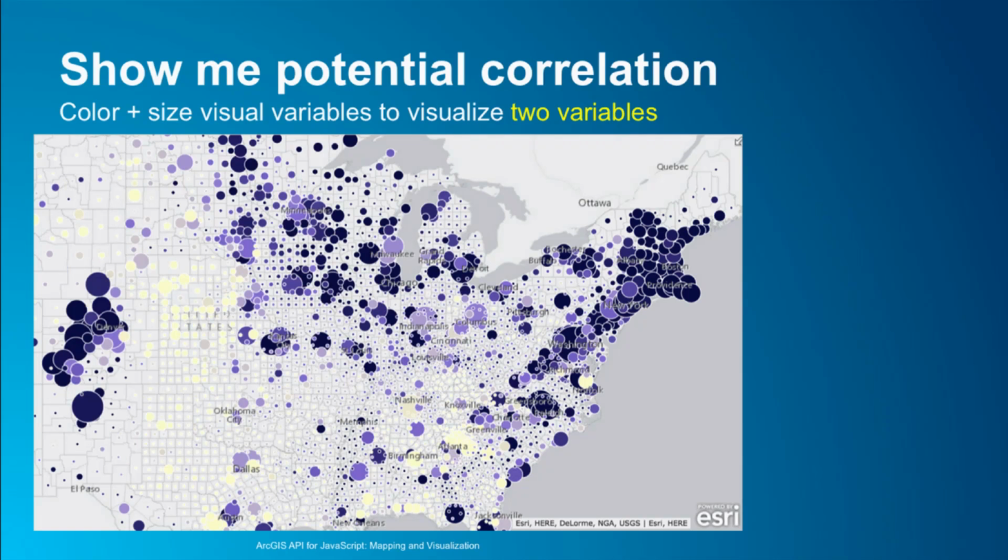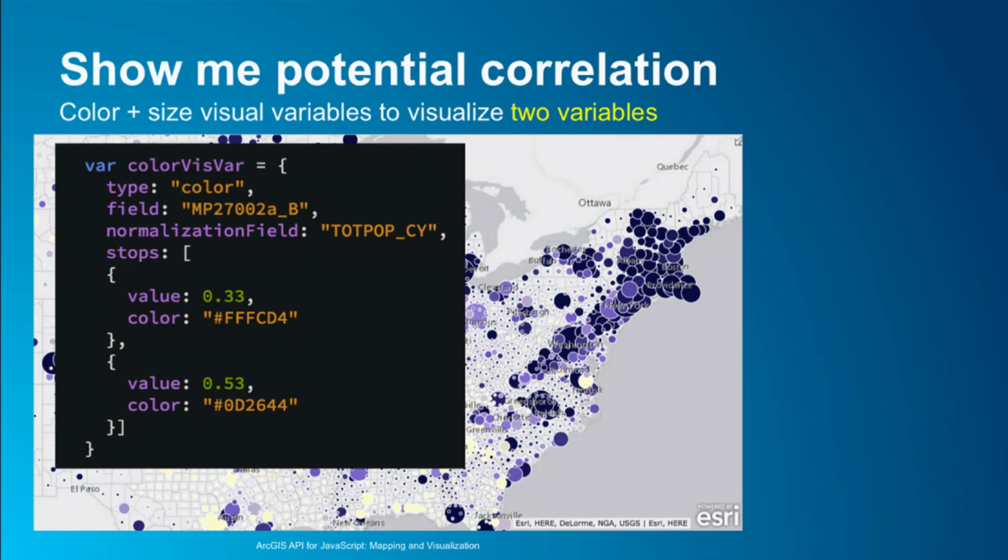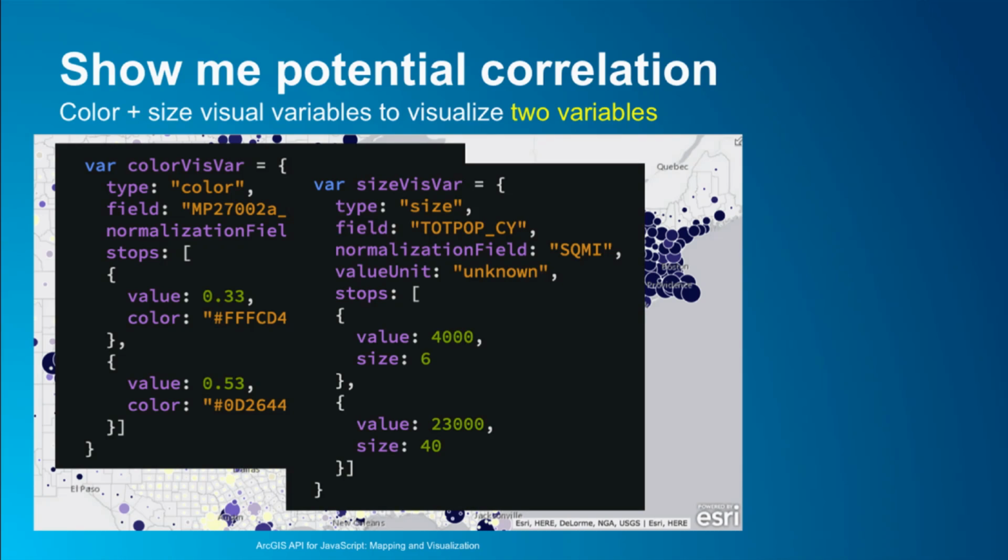Color, so you'll see several patterns. You see a pale color there in the Midwest, and it gets darker as you go to the Northeast. That is being driven by, I believe, the percentage of Democrats that live in those counties. And I set those stat values to 33 and 53%. I'm normalizing by the total population. So that's color, but then I'm adding size on top of it.